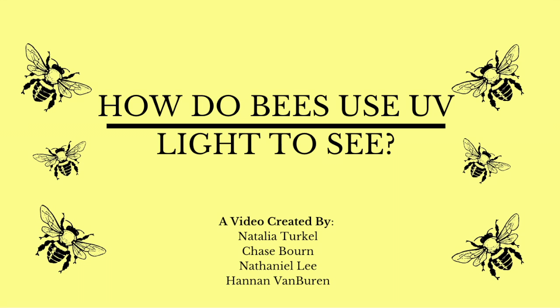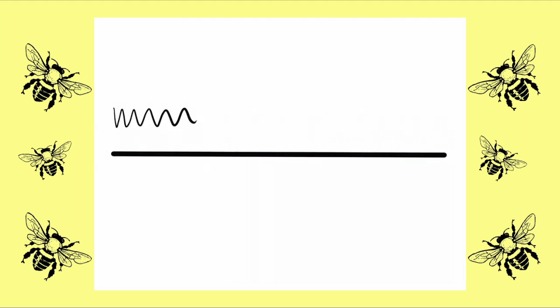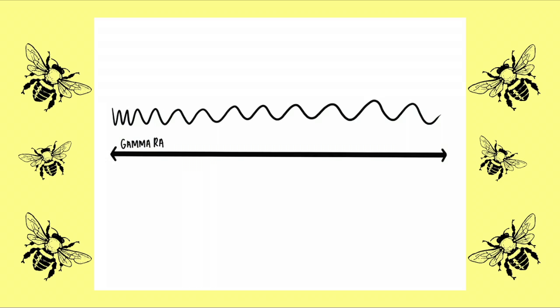Our project is on how bees use UV light to see. We begin by explaining the electromagnetic spectrum. The sun, earth, and other bodies radiate electromagnetic energy of varying wavelengths. The electromagnetic spectrum is a display of all electromagnetic waves arranged according to their frequency and wavelength.